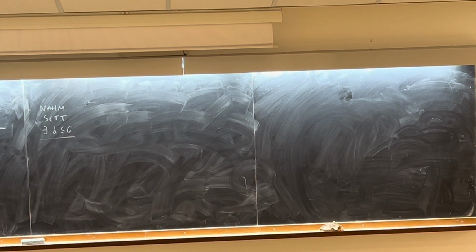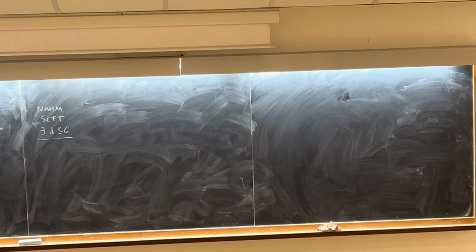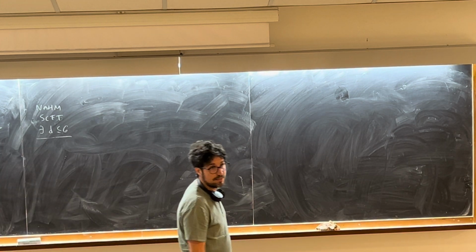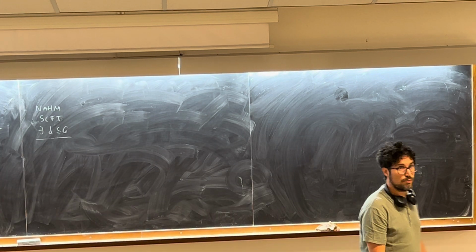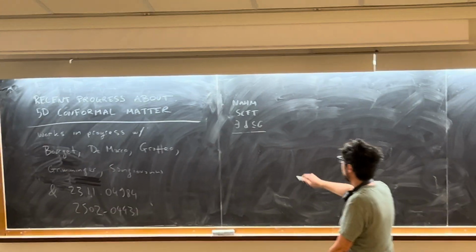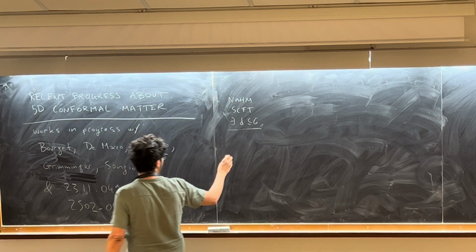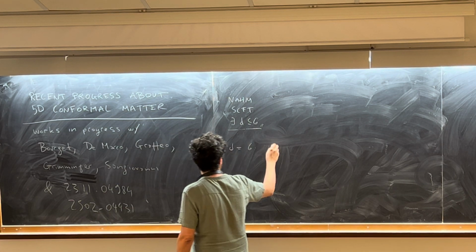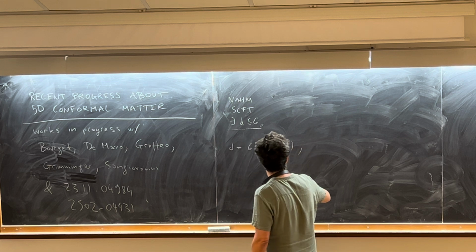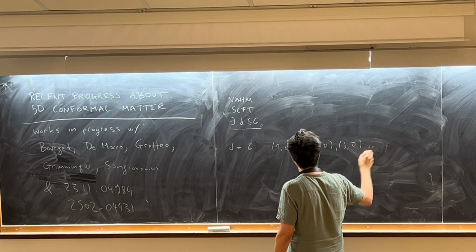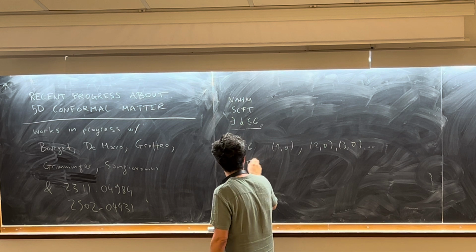And then, people have constructed them using various techniques. Oftentimes, one studies the worldvolume theory on a membrane in a higher dimensional string theory to construct these examples of higher dimensional CFTs. And one has lists: in D equal to 6, one can have (1,0) superconformal symmetry, (2,0), (3,0), and so on. In D equal to 5, this is kind of unique.